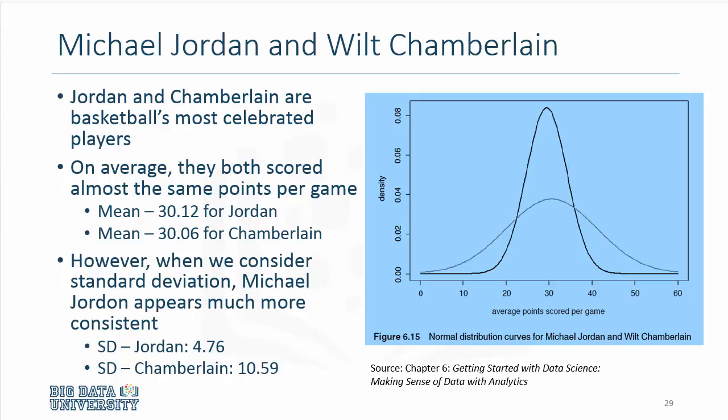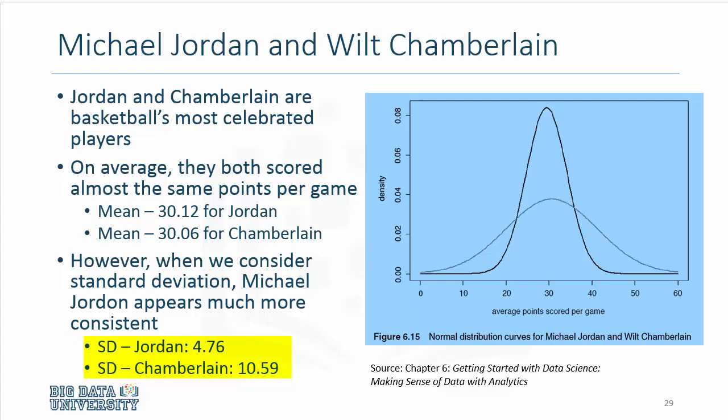And I will revert to this example from basketball and talk about the two giants of basketball, Michael Jordan, my favorite, and Wilt Chamberlain, who preceded Michael Jordan. Now, if you consider their average score per game, you would notice that they didn't differ much. Their average was around 30 points for both Jordan and Chamberlain. However, when you look at the standard deviation or variance in their performance, Michael Jordan was at around 4.76 compared to Chamberlain, who was at around 10.59.